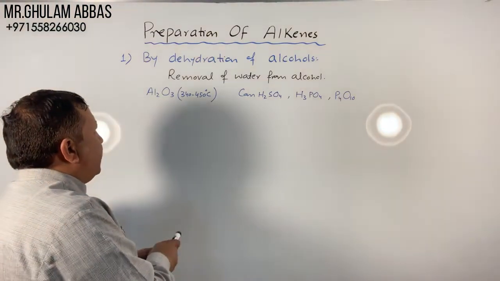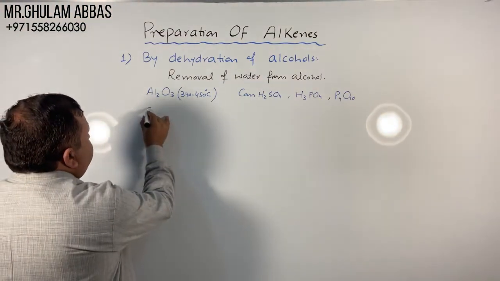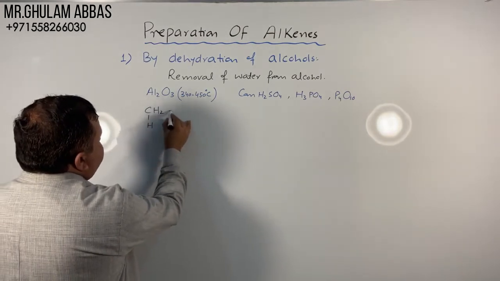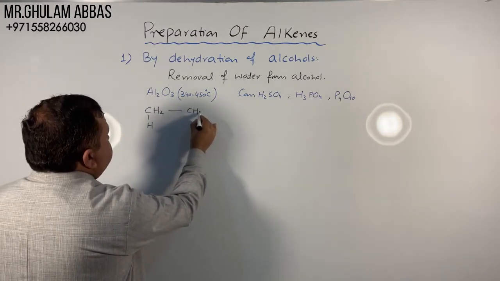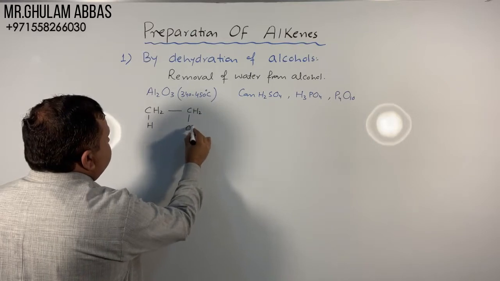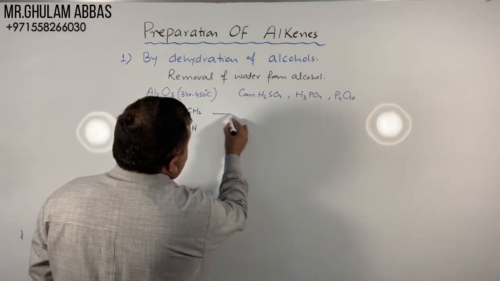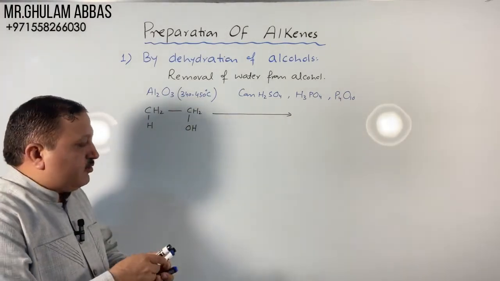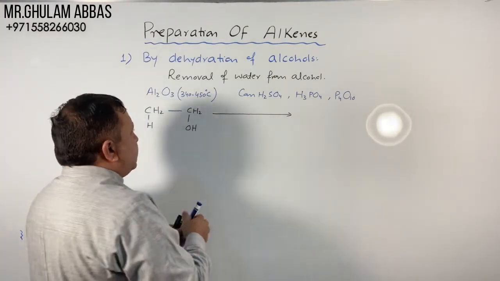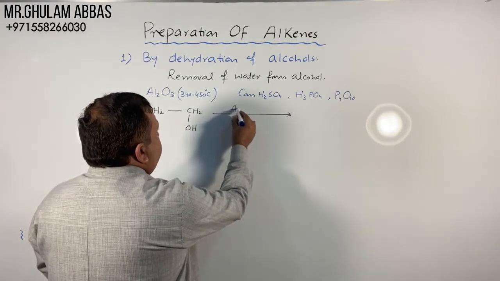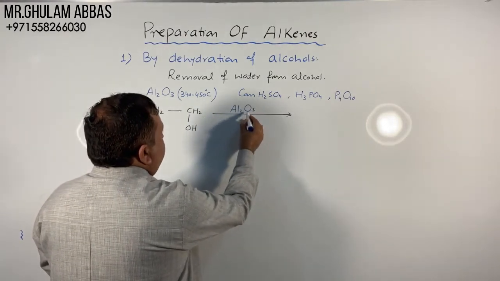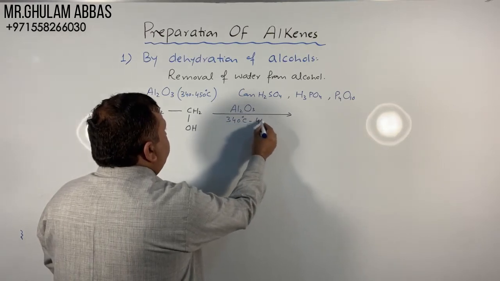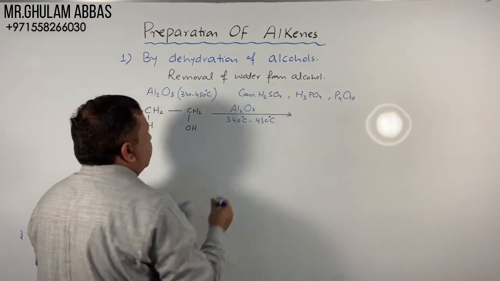I will take the simplest alcohol. This is CH3, single bond, CH2 and OH. This is ethanol. In order to remove water, we will use the reagent Al2O3. Temperature will be 340 to 450 degrees Celsius.